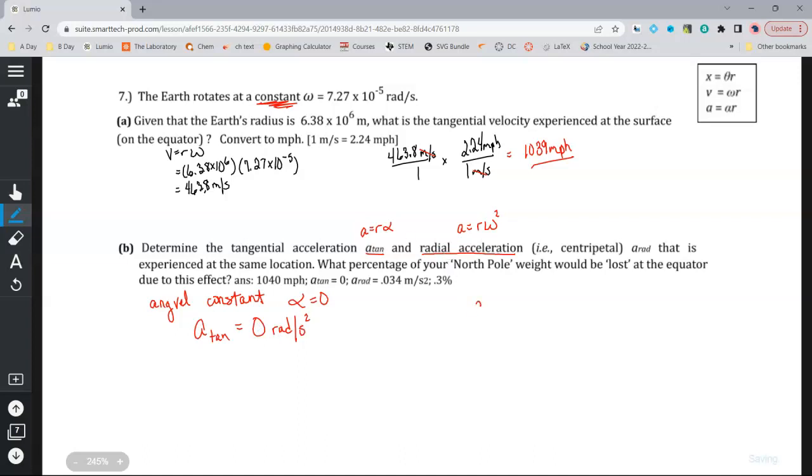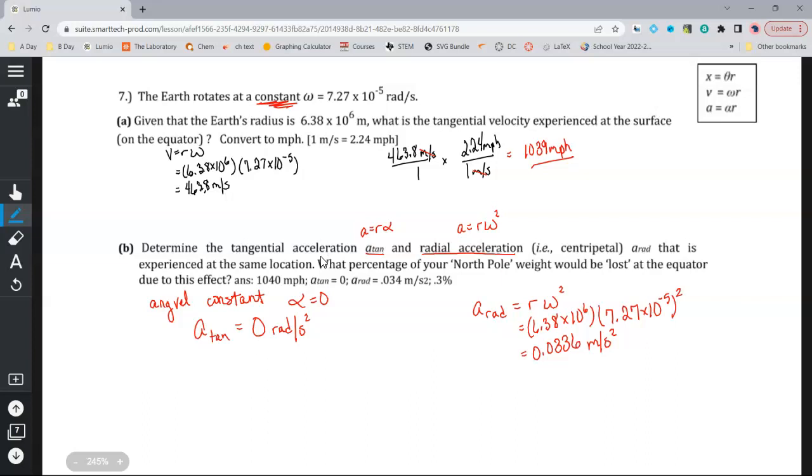If we look at the radial acceleration, that is going to be r omega squared. So we're going to take that 6.38 times 10 to the 6th, and we are going to multiply that by 7.27 times 10 to the negative 5th, and that is going to be squared. If we put that in the random number generator, we are going to get 0.0336, and we'd be looking at meters per second squared.